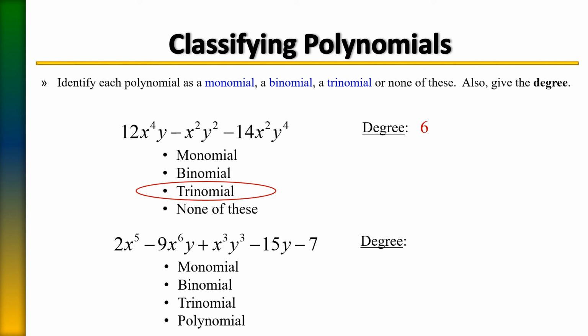Let's take a look at the last example. That one has several terms in it. So we would just simply call that a polynomial for the many terms that are there. So what is the degree of this polynomial? Make sure you look at all the monomials and see which one has the highest degree. If you said 7, then that is correct. And there you have it, classifying polynomials and knowing their degrees.